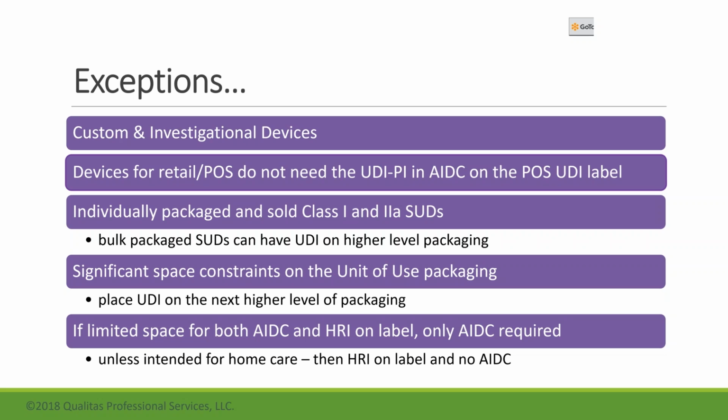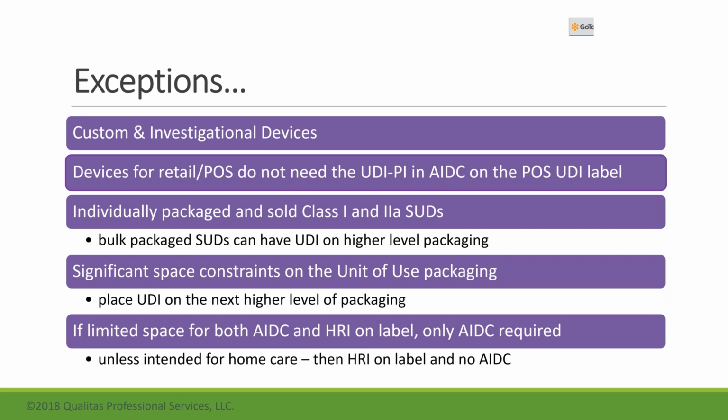Devices for retail or point of sale do not need to have the UDI production identifier in the AIDC on that label. That's similar to the US as well, though slightly different because this only applies for the UPC code in the US, which is used as UDI for class 1 devices. But in the EU, you can just use the DI, and that's great because it allows a manufacturer to print a ton of product packages, right? Without having to worry about changing it or updating it for each unit or batch of product that's coming through.